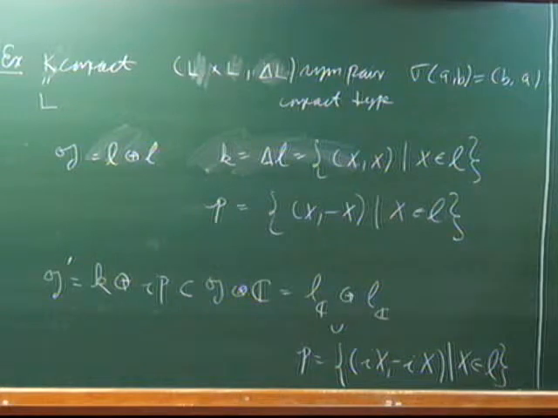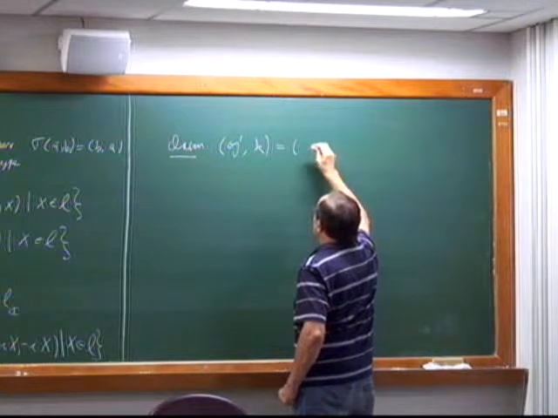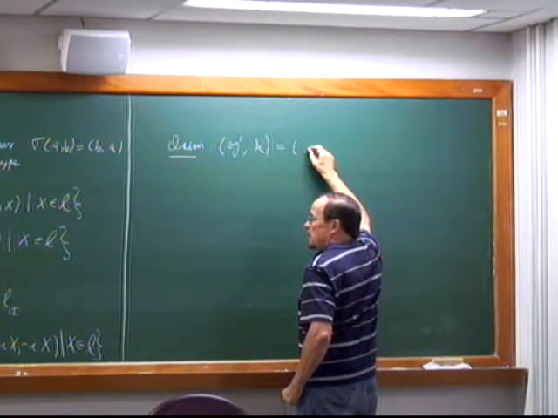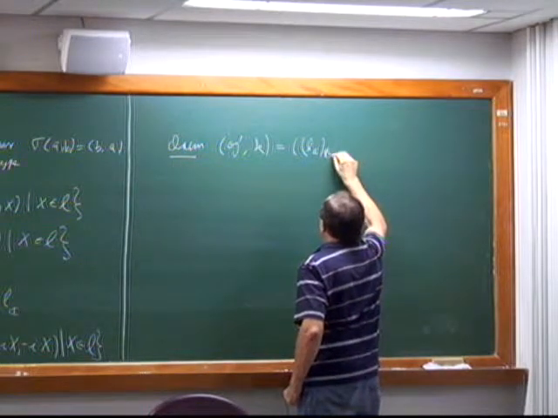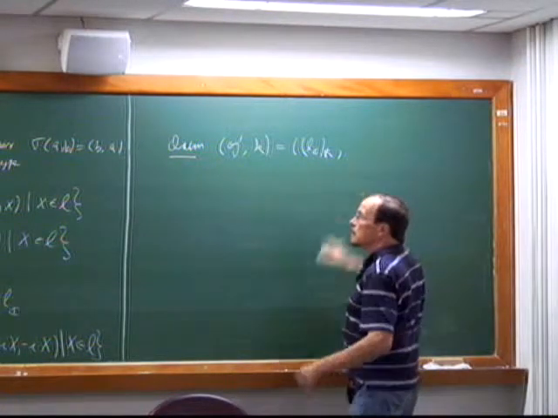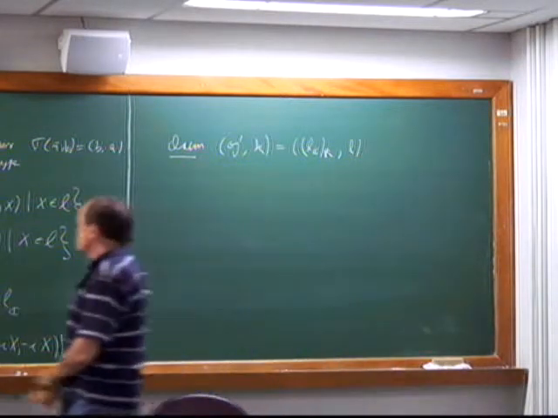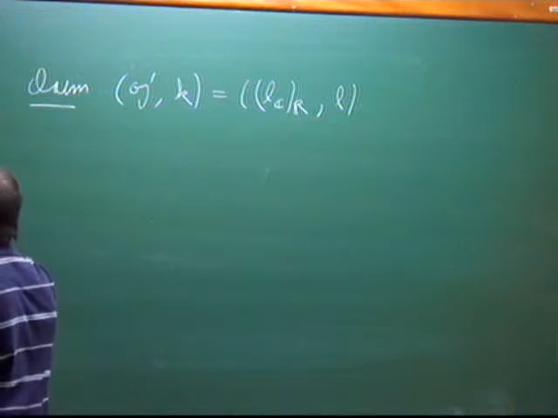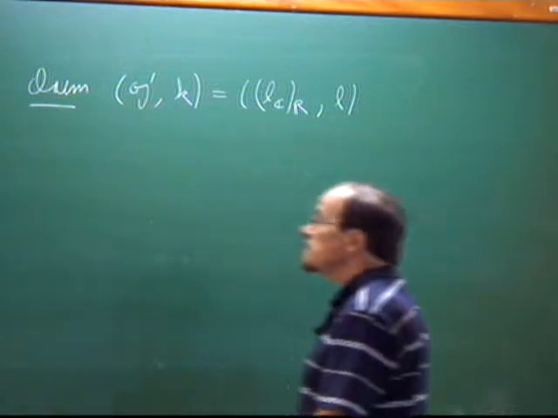Claim: G prime, comma, our new K, is equal to LC as a real Lie algebra, comma L. Of course, notice here that K is isomorphic to L, right? So if I write K there, or L, it's the same thing as long as I think of this as an embedding.